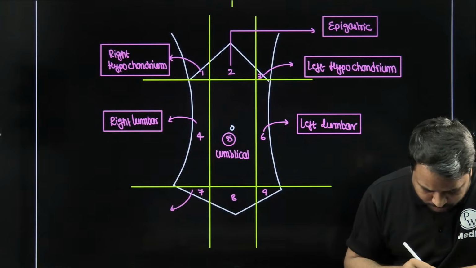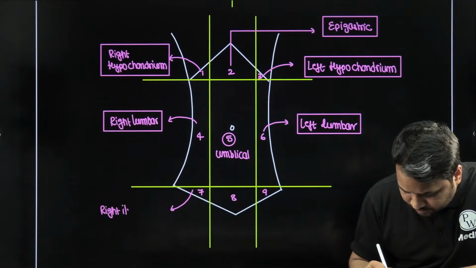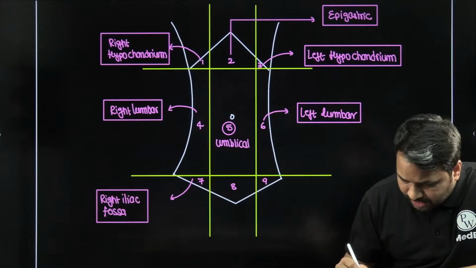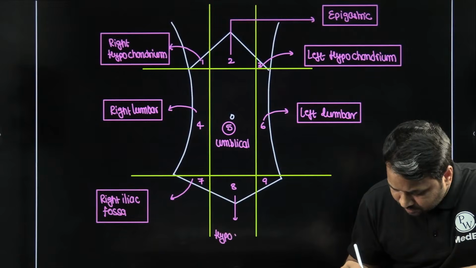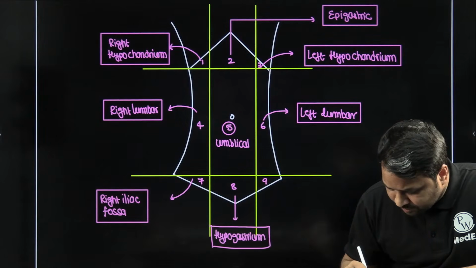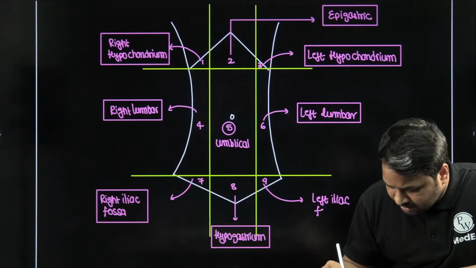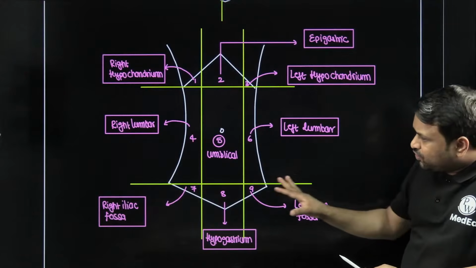The seventh one is what we call the right iliac fossa. The eighth one is going to be the hypogastrium, that is, epigastrium above, this will become the hypogastrium. And the ninth one which is present is the left iliac fossa. This is your left iliac fossa, right? So these are all the divisions that you have.